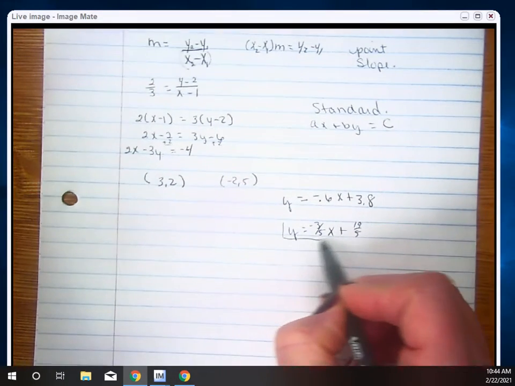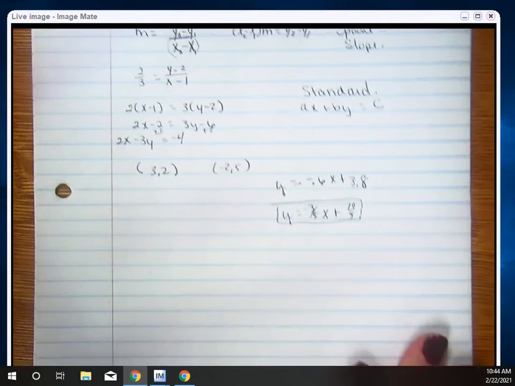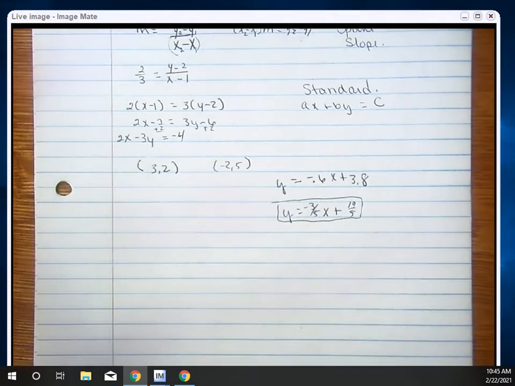Now, you could do that by hand, but you're going to be wasting a lot of time. You're going to get a calculator on the ACT and on your test, so plug it in, get the answer, and move on.